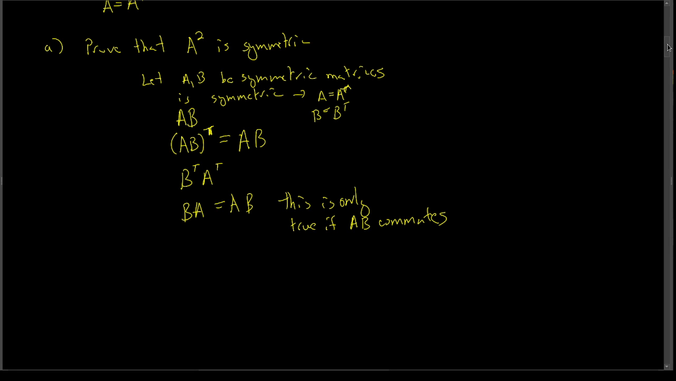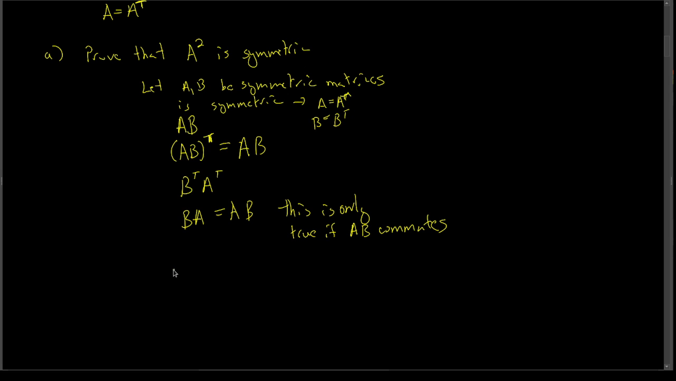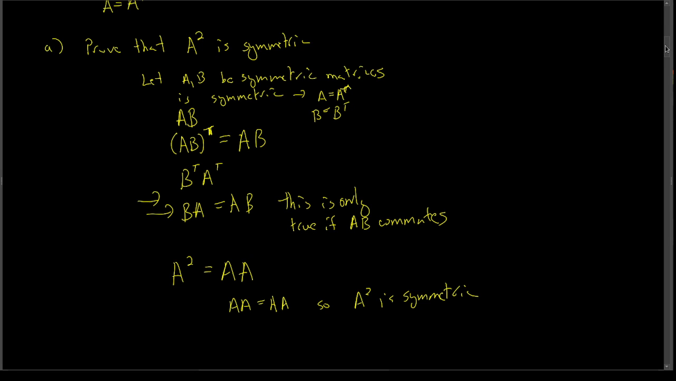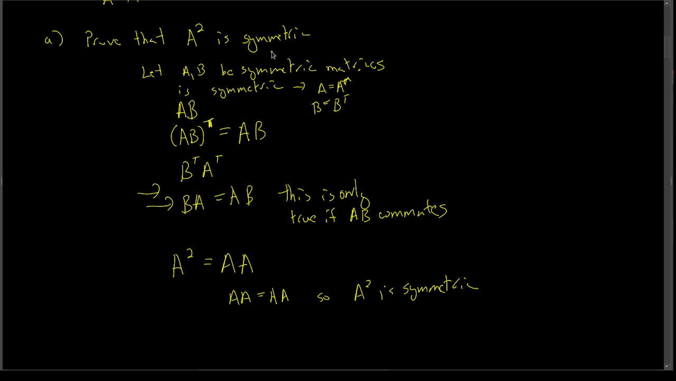But that works really nice for us because now we can go, well, A squared is A times A. And now we can use this argument here, right? We can replace B with A. And so AA equals AA. So A squared is symmetric. If we use this definition of when the product of symmetric matrices will be symmetric, then we can prove that A squared is symmetric.